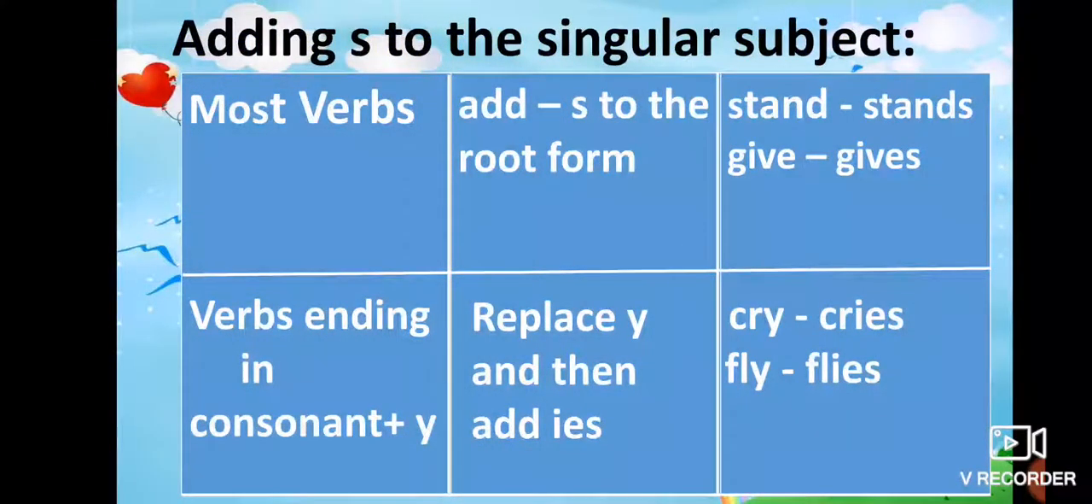While adding s to the singular subject, there are certain things, students, we need to keep in mind. With most verbs, we add s to the root form. For example, stand becomes stands and give becomes gives. Next, verbs ending in consonant plus y, we replace y and then add ies. For example, cry becomes cries and fly becomes flies. As these verbs end with y and we have a consonant before y, we replace y and then add ies to them.